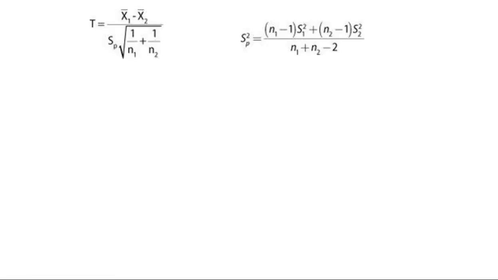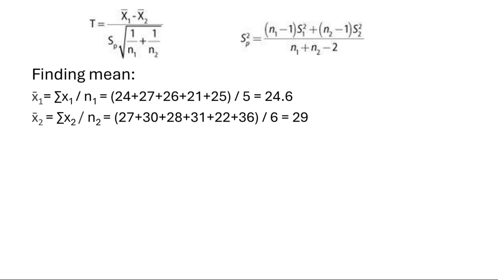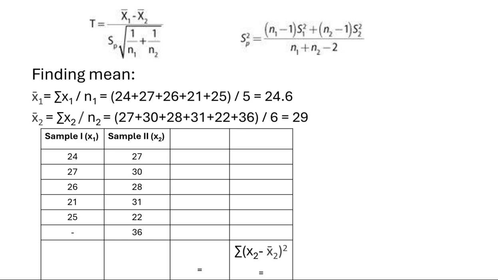So to calculate the values, the formula is given here, and the first step is to find the mean value for the given data. The mean value of x1 can be calculated from the summation of values of x1 divided by the total number of values of x1, and the x2 mean value can be calculated from the summation of total values of x2 divided by the total number of samples present in x2. So x1 bar and x2 bar have been calculated from the given data, where sample 1 is considered as x1 and sample 2 is considered as x2.